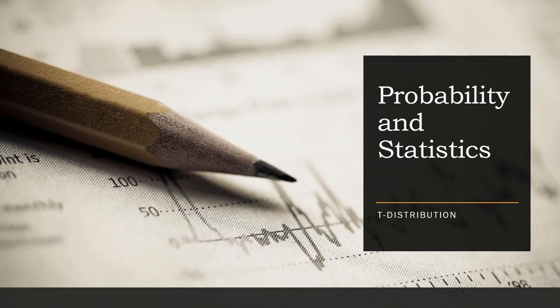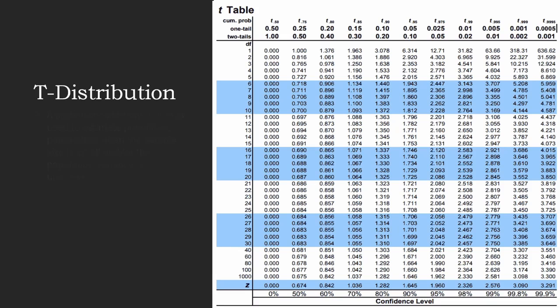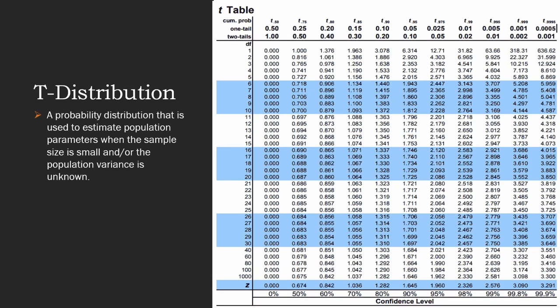So first things first, a t-distribution is used to estimate population parameters when you have a small sample size or you don't know what the population variance is. It was developed by William Sealy Gosset in 1908 and it uses a t-table like this. It is sorted by the degree of freedom and the degree of error or confidence interval percentage.